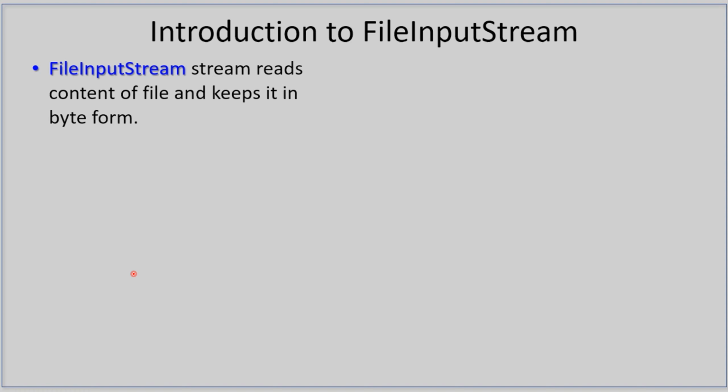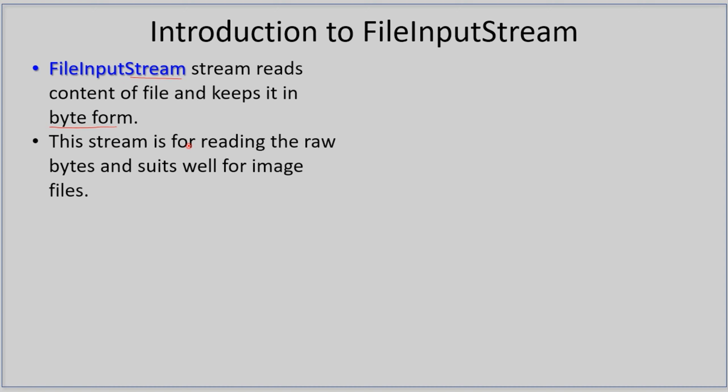File input stream reads content of file and keeps it in byte form because it's a stream. Since it reads the information from the file and keeps it in the form of a stream, that means in the byte form. The stream is for reading the raw bytes. Stream means here file input stream, and we are using the stream version, and it's to read the raw bytes.